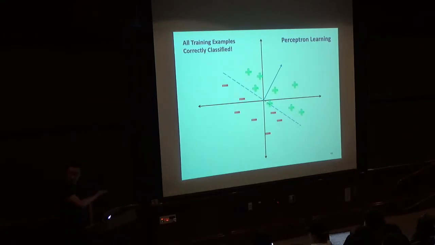Okay, so that's pictorially what the perceptron algorithm is doing. Of course, in practice, there's also a bias offset term B, and in practice, of course, it's much higher dimensional. But that's the basic idea.